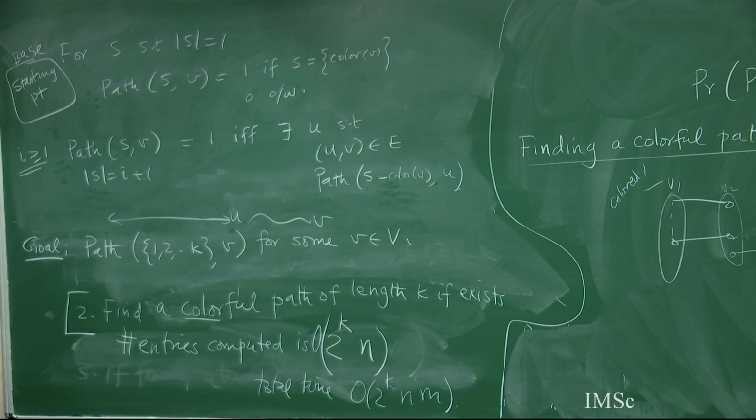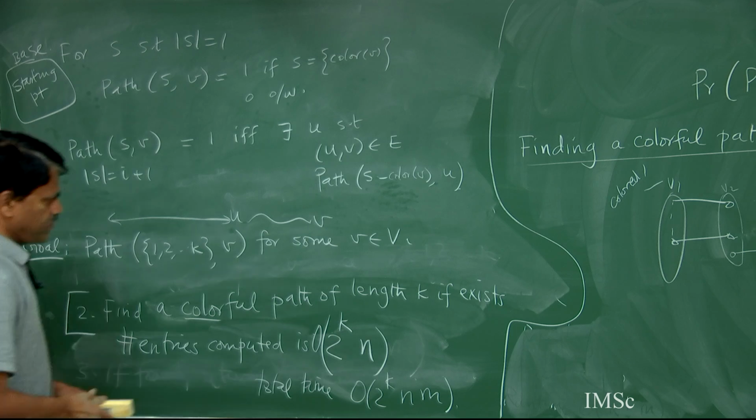No, is it nm? I mean, doing some over n squared 2 to the k n squared. No, not even that. I think it's simply this.